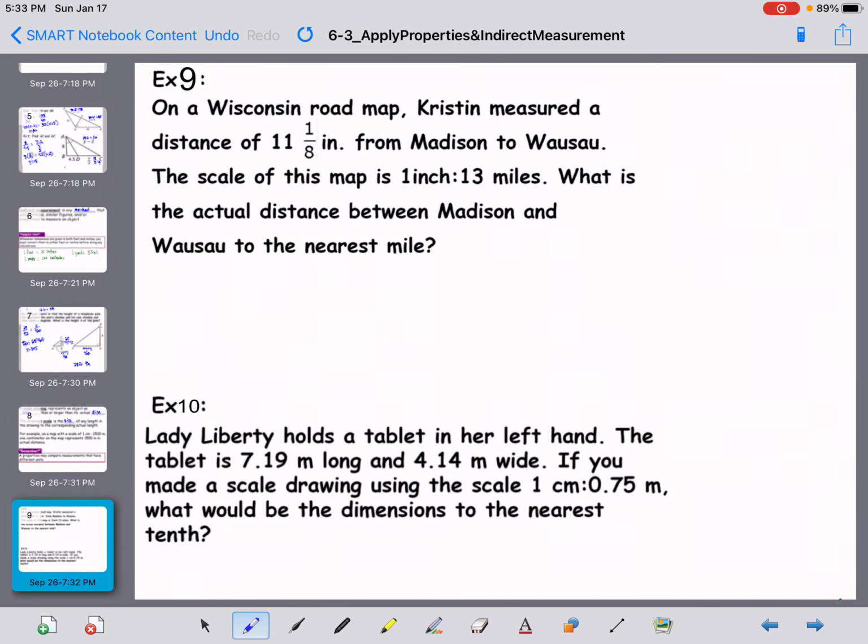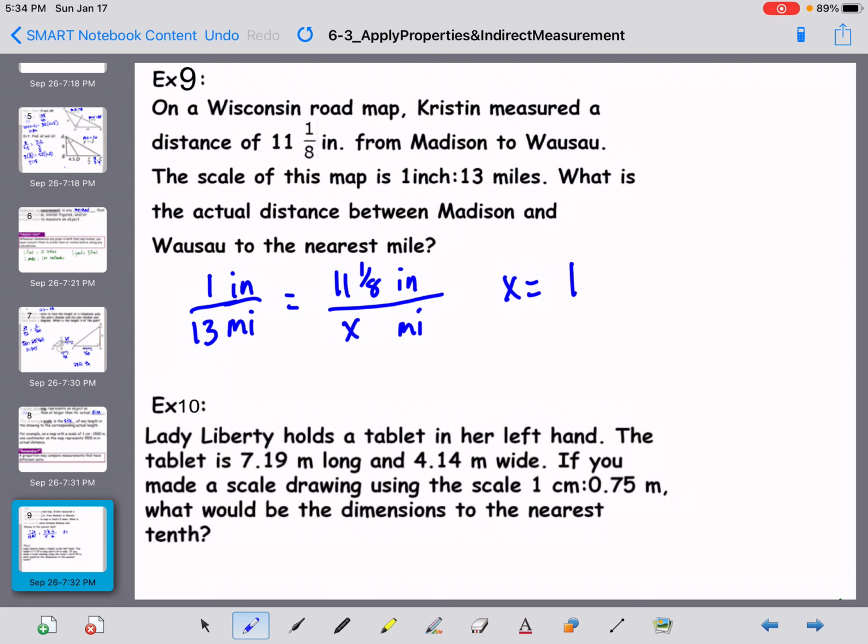So on a Wisconsin road map, Kristen measured a distance of 11 1/8 inches from Madison to Wausau. The scale of the map is 1 inch to 13 miles. What is the actual distance between Madison and Wausau to the nearest mile? So we're going inches to miles. So 11 1/8 inch to how many miles? We don't know. That's what we're trying to figure out. So this would be 1 and a 13 there. So x is just going to be 13 times 11 1/8.